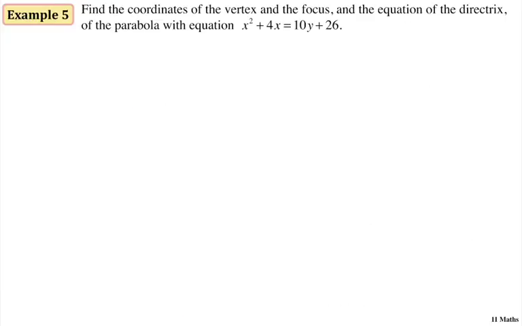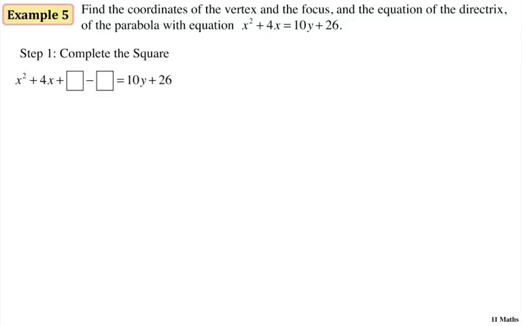Example 5 says that we have to find the vertex, find the focus, and find the directrix, and we're given the equation of the parabola, written in a slightly different form, but that's okay. In order to find the vertex, we need to actually complete the square. Completing the square will allow us to put this equation in bracketed form and read off the vertex and calculate the directrix, calculate the focal length.